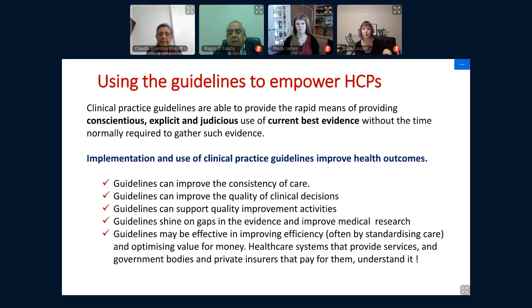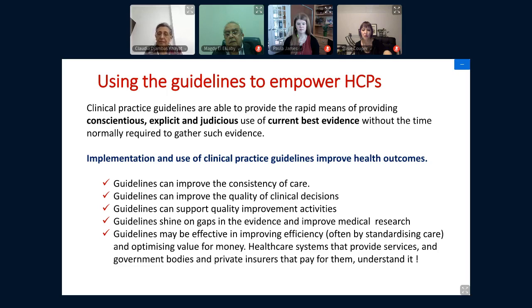So I will say finally that we can use guidelines to empower healthcare professionals. How to do it? We know that clinical practice guidelines are able to provide a rapid means of providing consensus, explicit and unprejudiced use of current best evidence without the time normally required to gather such evidence. Implementation and use of clinical guidelines certainly improve health outcomes.